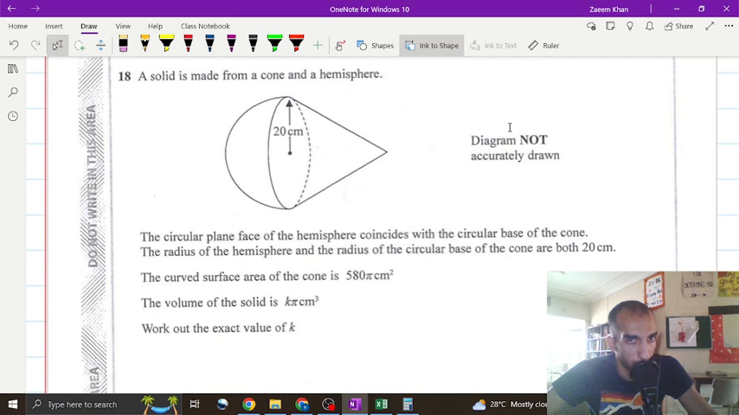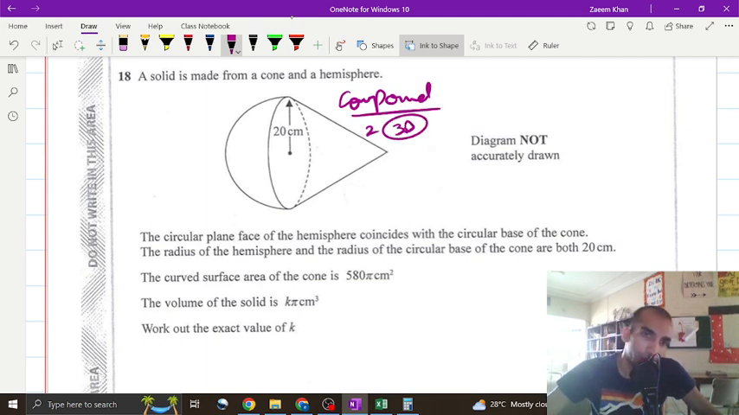Curved hemisphere. Come again? I couldn't hear you. So it's made from a cone and a hemisphere. A cone and a hemisphere. Right, perfect. So it's a compound shape made up of two 3D shapes. And you correctly pointed out one's a hemisphere, the other one's a cone.